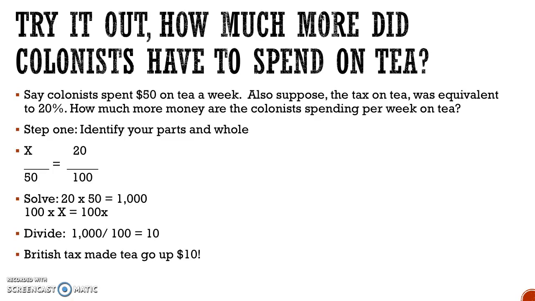Next you solve. 50 times 20 is 1,000, and 100 times x is 100x. Dividing, you get 10, which shows that in this situation, British tax made tea go up $10. Now, I completely understand why the colonists were upset about having to spend so much on tea.